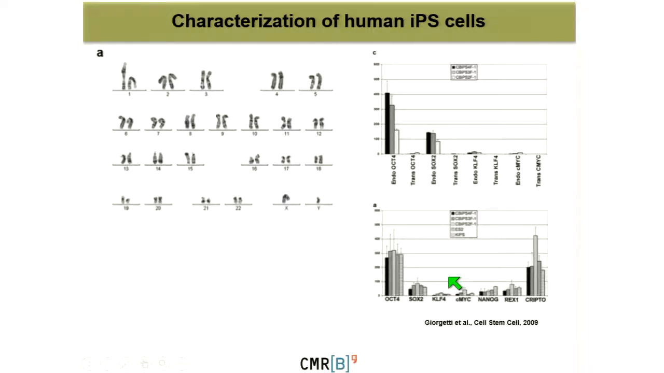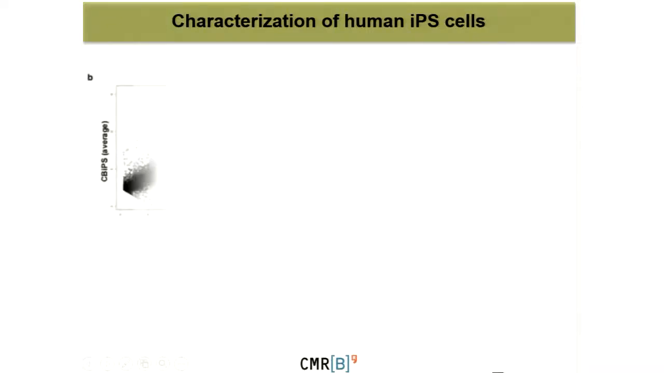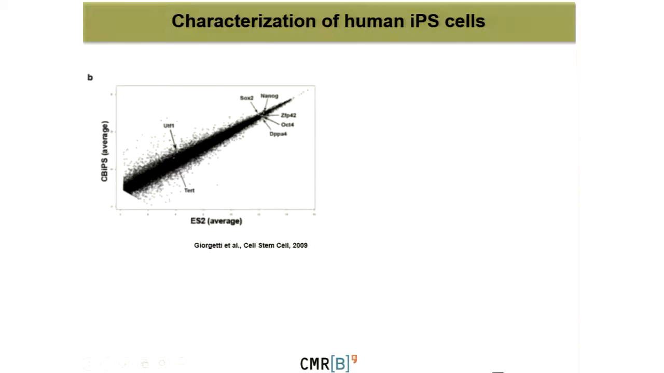And several other genes become expressed, such as CRIPTO, REX1, NANOG, which are genes that are typically expressed in pluripotent cells, showing that these iPS cells are expressing the genes that a pluripotent stem cell is expected to express. These are just a handful of genes, but you can also check genome-wide, and you see that the expression of all the genes in iPS cells is very, very similar to that of ES cells.